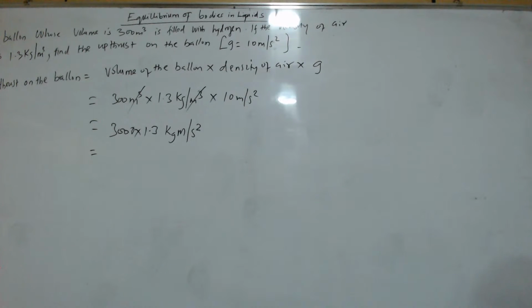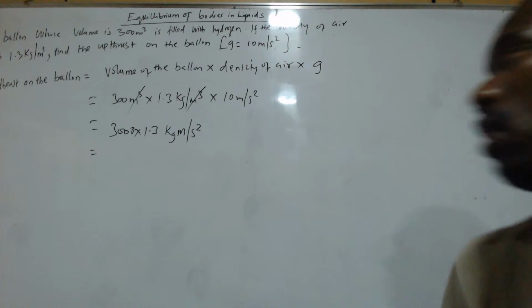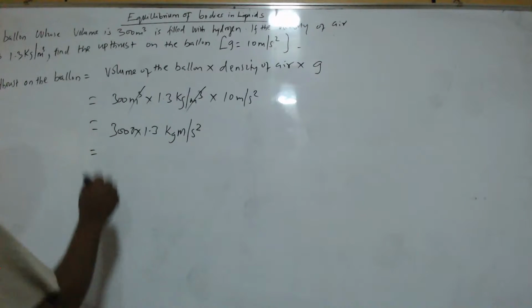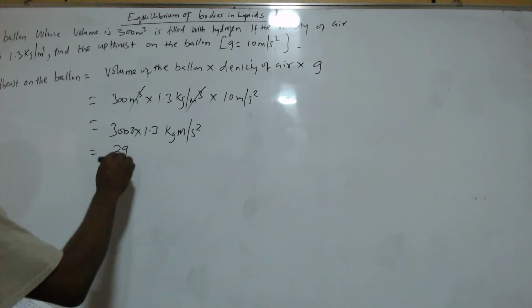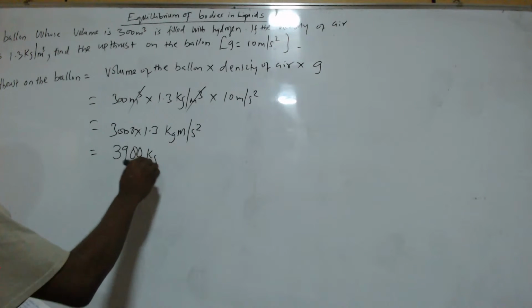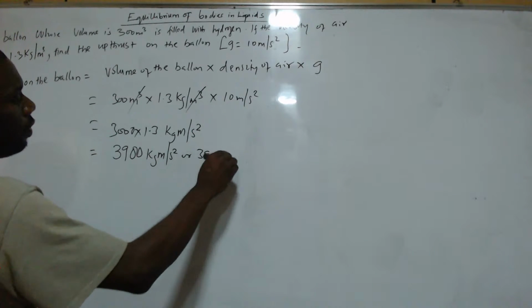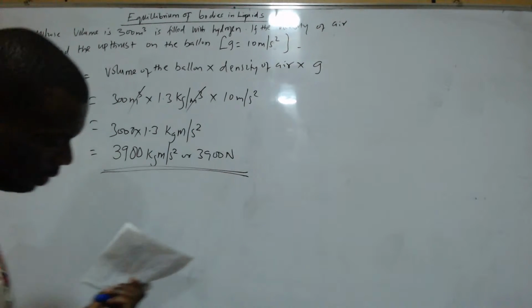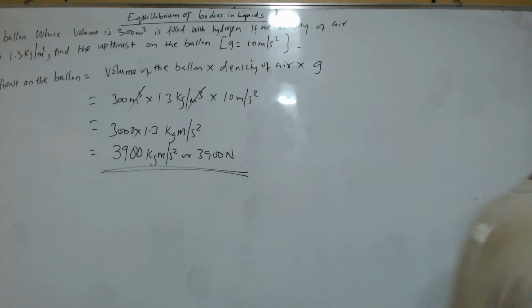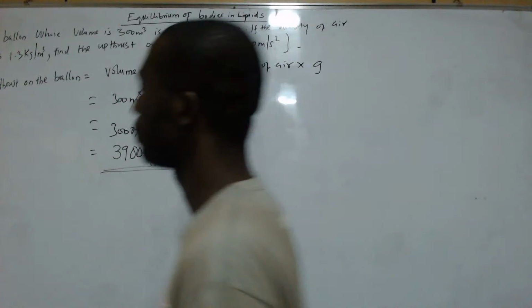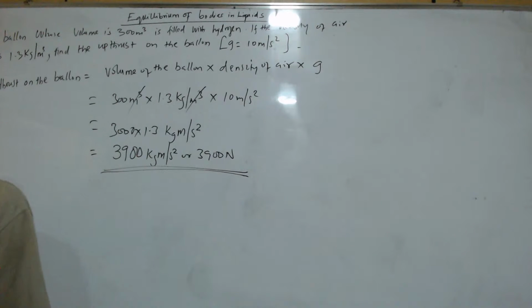We have 300 times 10 times 1.3, and this will give us 3,900 kilogram meter per second square, or 3,900 Newton. So that is the upthrust in that particular question. So let's go further.